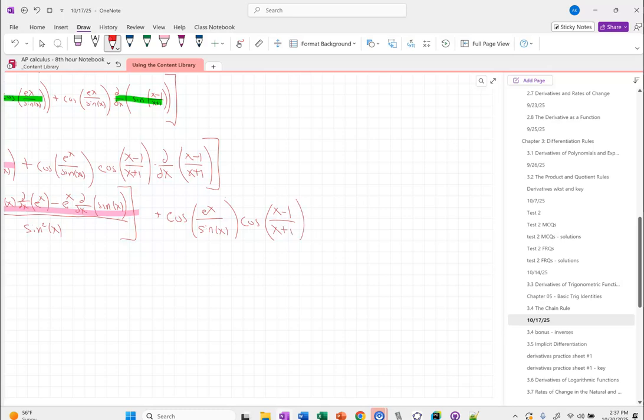So just recopy those 2 parts down. And then the derivative of x minus 1 over x plus 1 is a quotient rule. So it's the bottom times the derivative of the top minus the top times the derivative of the bottom, all over bottom squared. Which one is this?